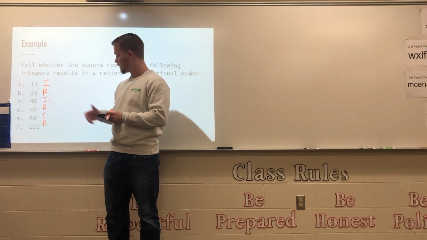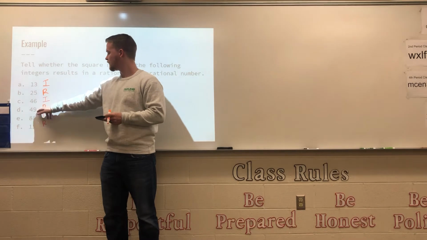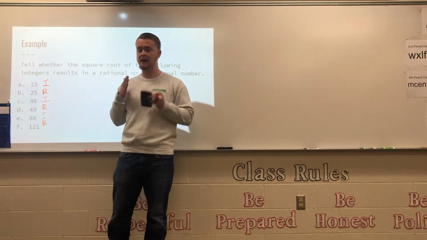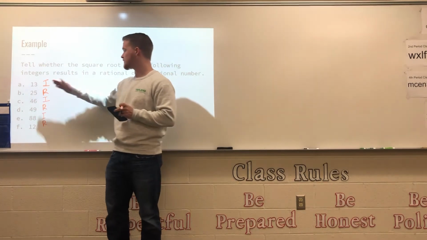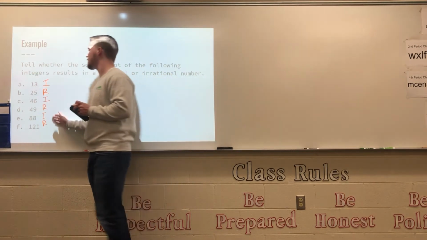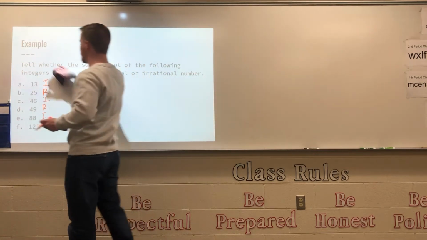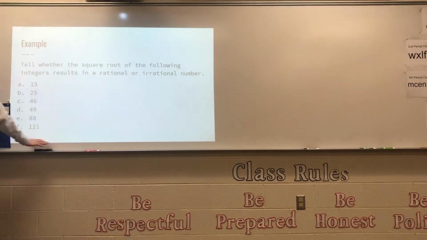So like 25, 49, and 121 all came out to be actual whole numbers. If it comes out to be a long decimal, that's probably an irrational number. Okay? So that's how to make sure you can tell the difference between the two. Because like I said, that will be asked of you on the state test.